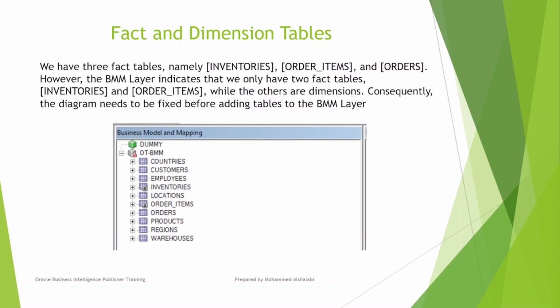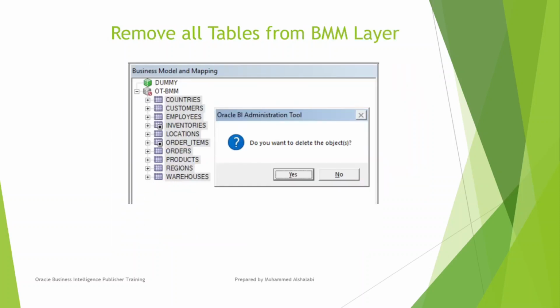in my diagram, we have three fact tables. The first one, inventory. The second one, order items. And the third one, orders. However, the PMM layer indicates that we only have two fact tables, inventories and order items, while the others are dimension. Consequently, the diagram needs to be fixed before adding tables to the PMM layer. Why does this happen? I will show you why it happened and how we can resolve it.